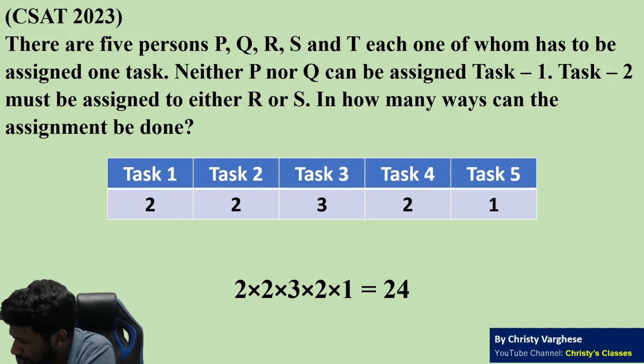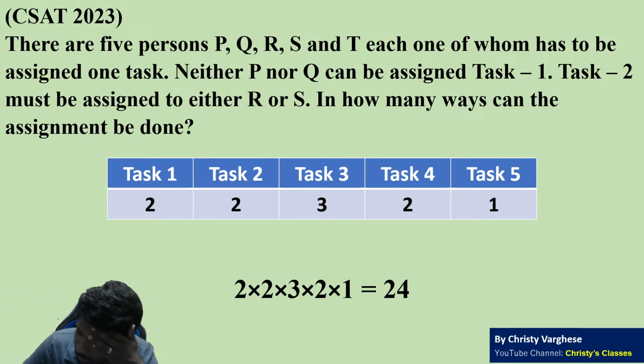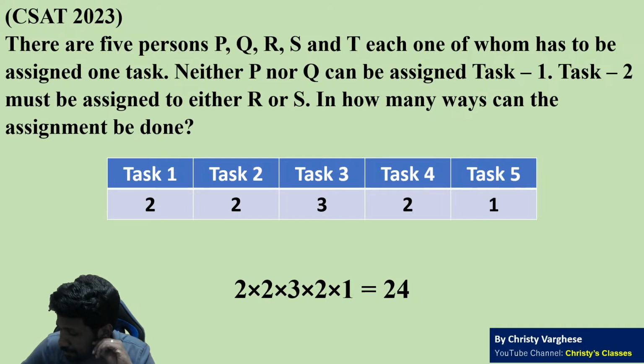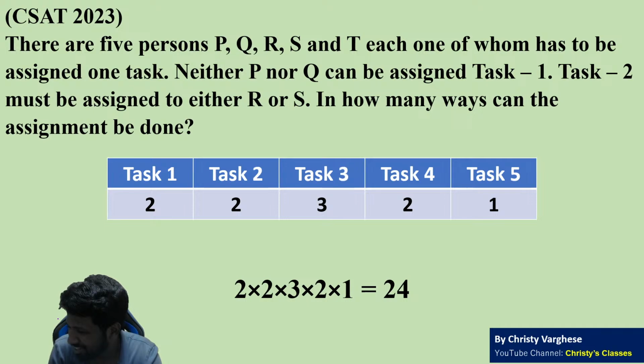Task 1 can't be done with P or Q. It can be done with R, S, T, so it should be 3 ways. That is what I am saying, Anindita. That is correct if you are starting from task 1. But the reason I am not starting from task 1, which has 3 choices, is that I want minimum choices. That is the shorter way of solving. Again, the logic behind why that is shorter is very time consuming, so I am skipping it for time's sake.